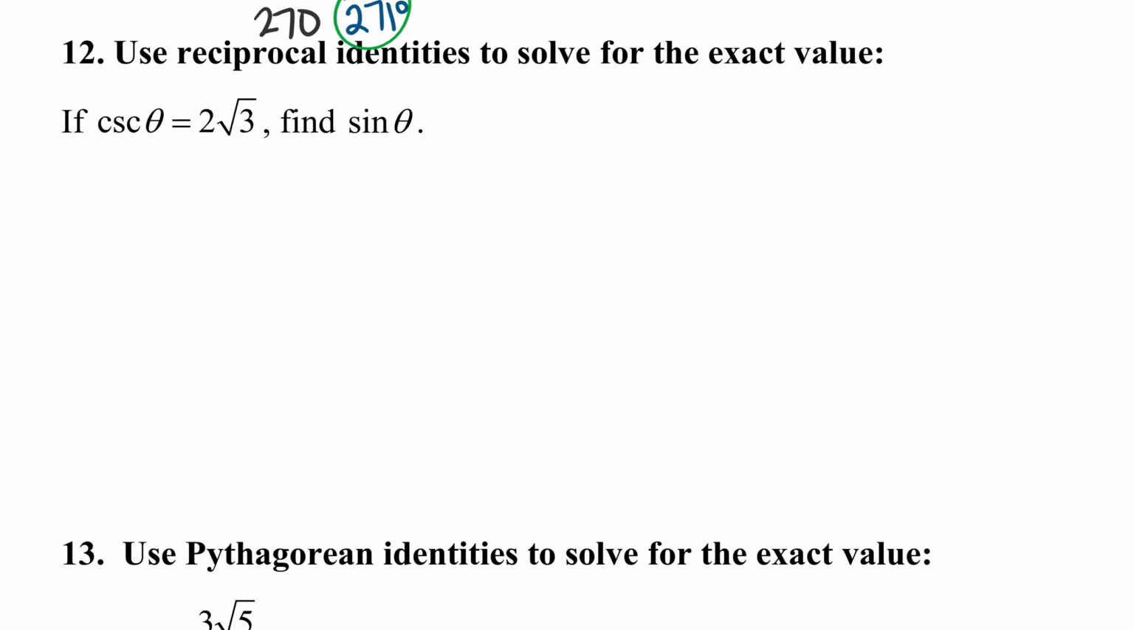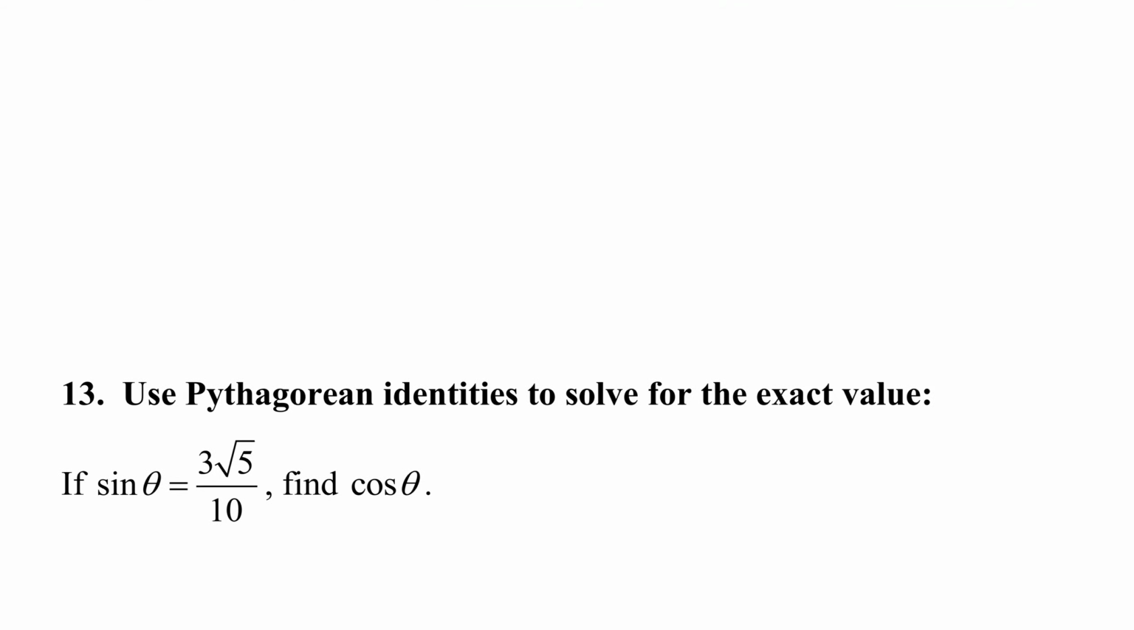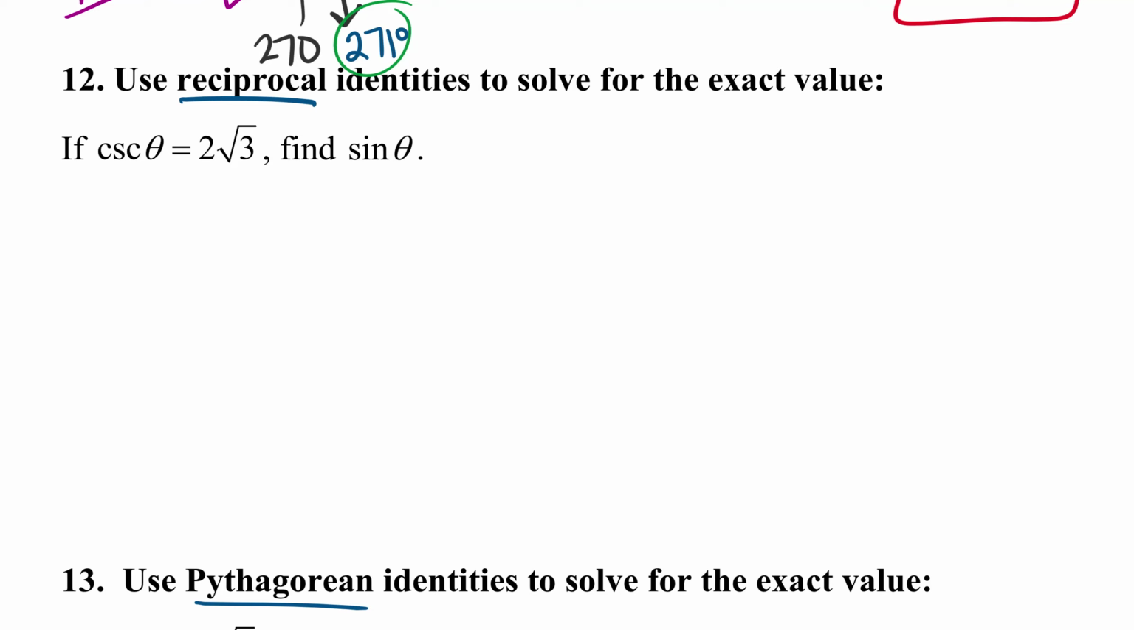Number 12, reciprocal identities. Okay, I say use this type on purpose because if you notice on 13, I say use Pythagorean identities on purpose. You need to make sure you use the right one. Otherwise, you have not shown me that you know this stuff or can use it. You just show me you can use Mathway.